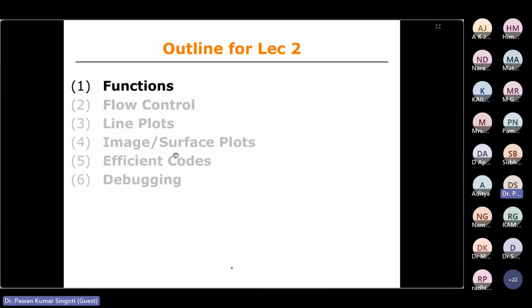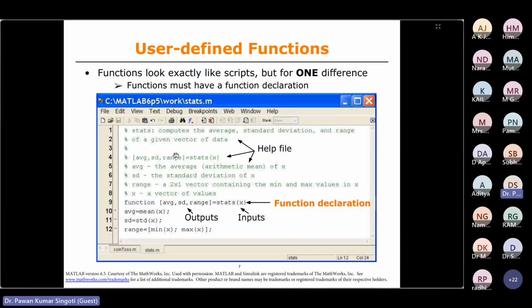Yesterday we also talked about functions, so let's recap. A function looks exactly like a script, with only one difference: the function must have a function declaration. A function can be called anywhere in any M file. And you can see here the help files.